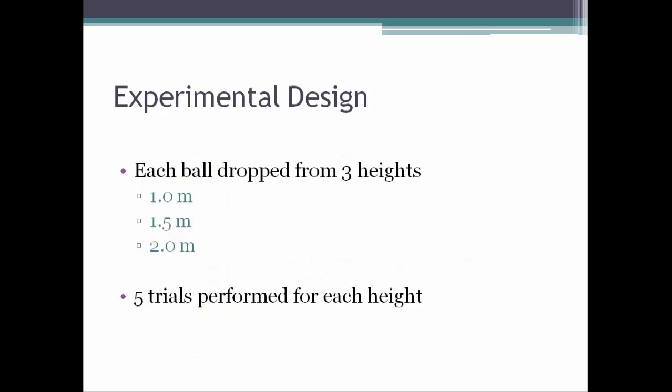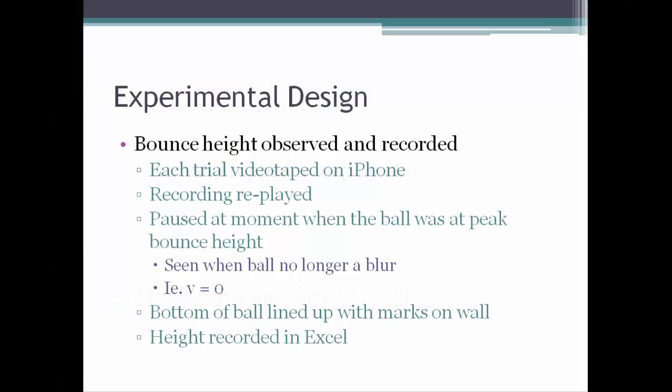We dropped the balls from 3 predetermined heights: 1 meter, 1.5 meters, and 2 meters. Each ball was dropped 5 times from each of the 3 heights for a total of 45 drops. We dropped the balls with the height marker at the bottom of the ball, and the bounce height was determined by the line where the bottom of the ball reached.